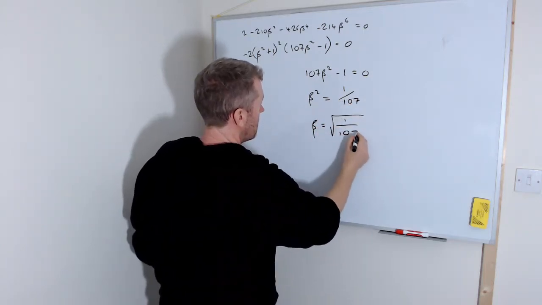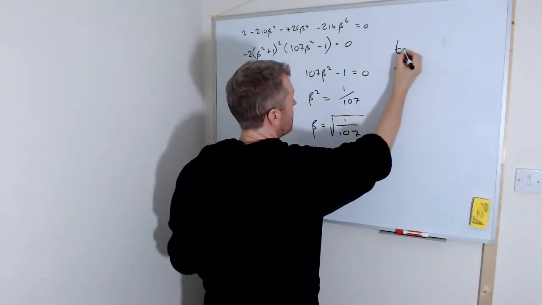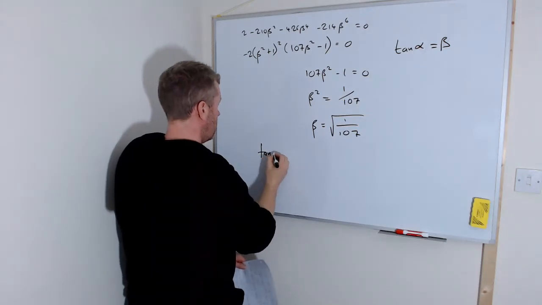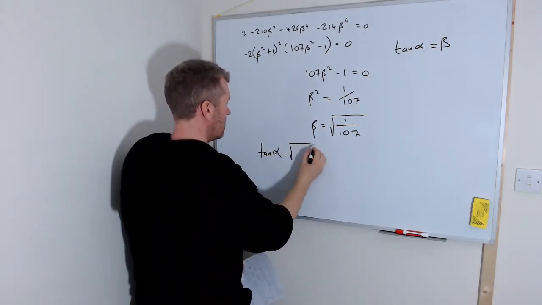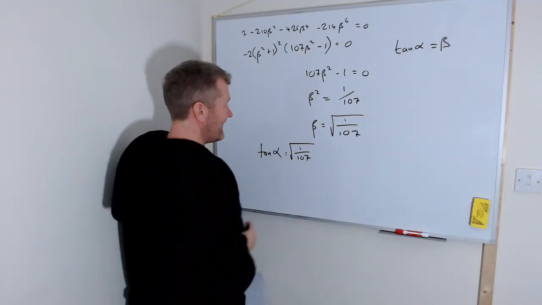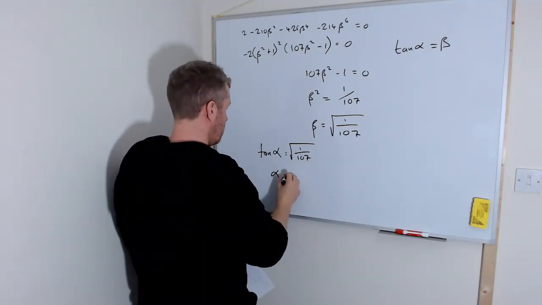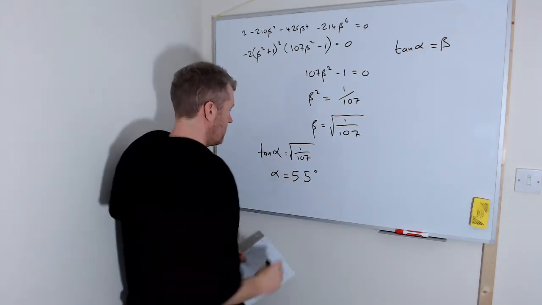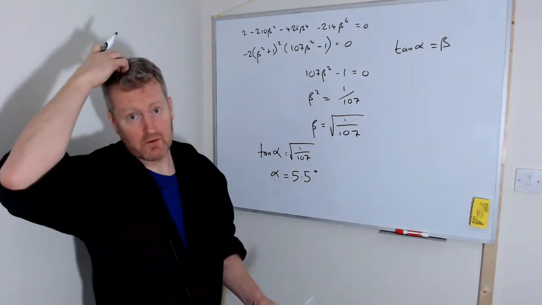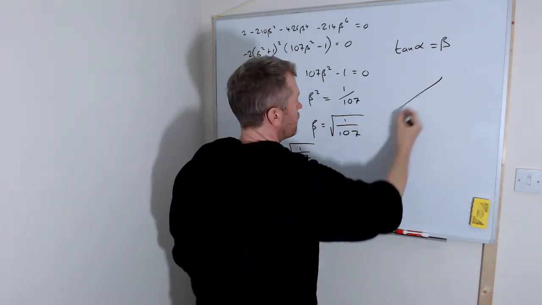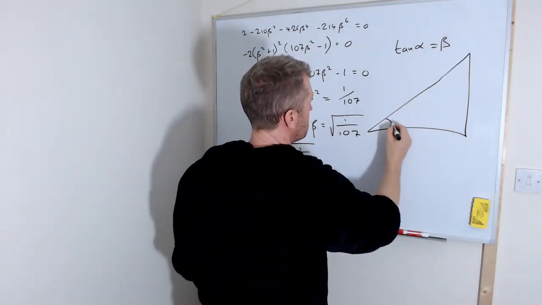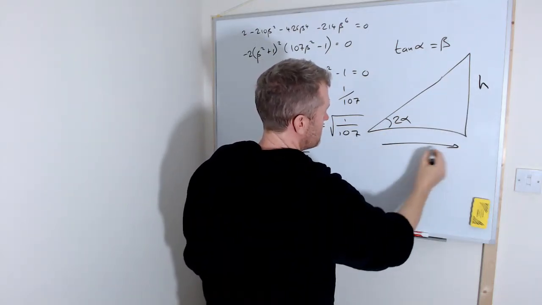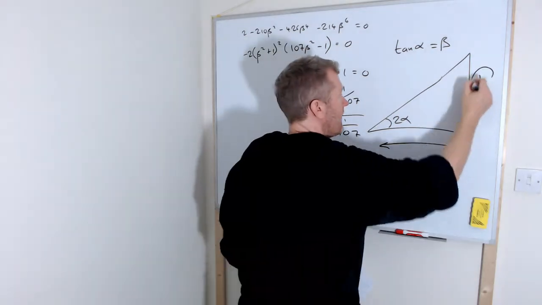Now going back, we remember that tan alpha is equal to beta, so we're getting there, guys. Take the inverse tan, and that gives us alpha equals, give or take, 5.5 degrees. Okay, so there we go. So we've got an angle. Now, remember our original triangles have angles in terms of alpha, and we want to measure some of these distances here. So now we need h.